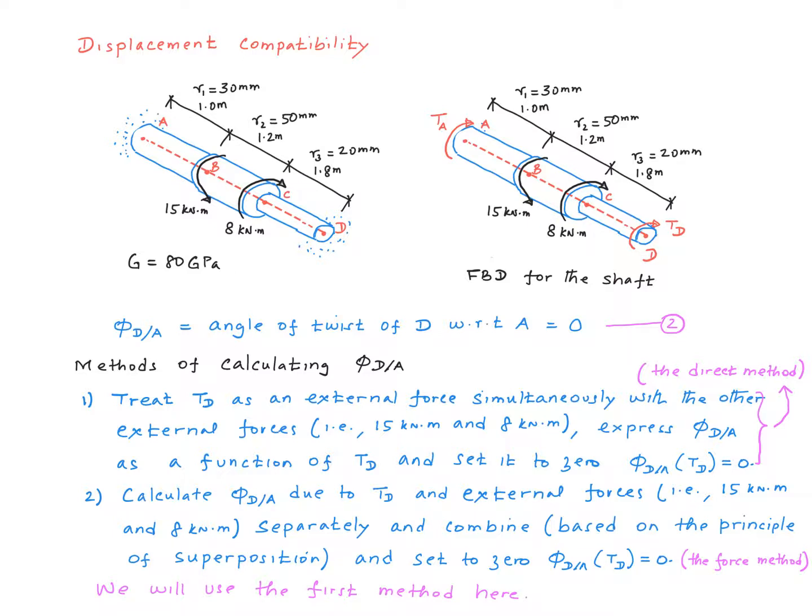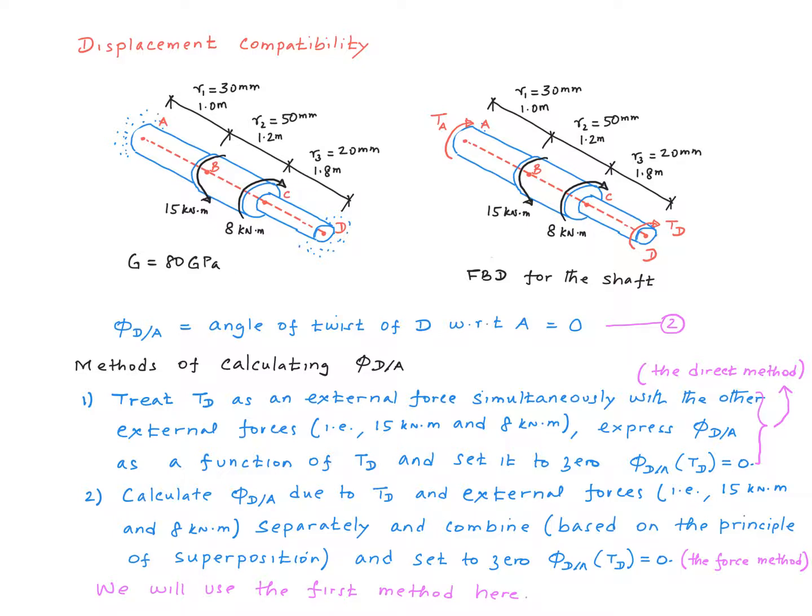We come up with the expression once again for the angular twist of point D with respect to point A for these 2 problems, and combine the 2 in order to come up with the net angular twist of point D with respect to point A. The basis for this approach is the principle of superposition, right? So once we come up with the expression for the combined angular twist of point D with respect to point A, we set that to 0.